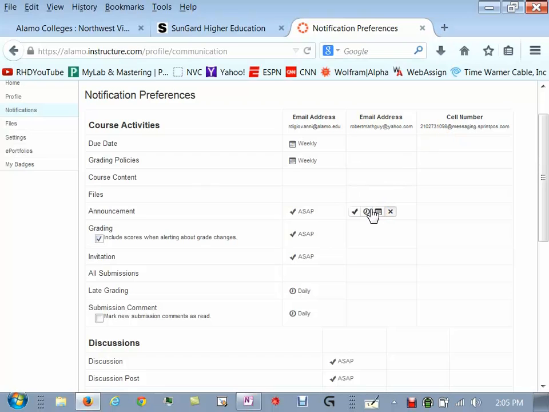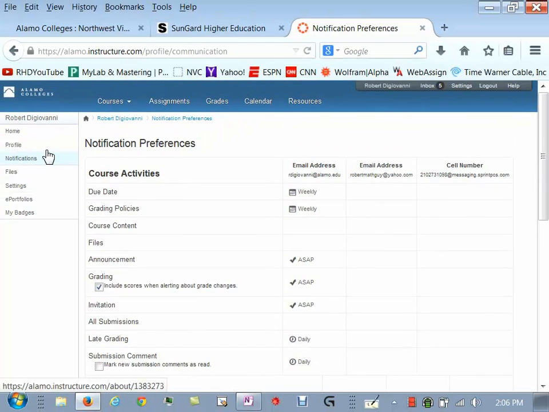And you can also tell it how often. So if I want any file updates to go to my Yahoo account, I can have it send it to me right away. As soon as the file's posted, I'll get an email, or I can have it send a summary of all the activity at the end of the day, or monthly or weekly, which really doesn't serve much of a purpose, or don't send it at all. So just FYI, that's something you can do. The only drawback is that it's universal, meaning if you have 5 classes, whatever settings you have here apply to all 5 classes. It's not course specific.